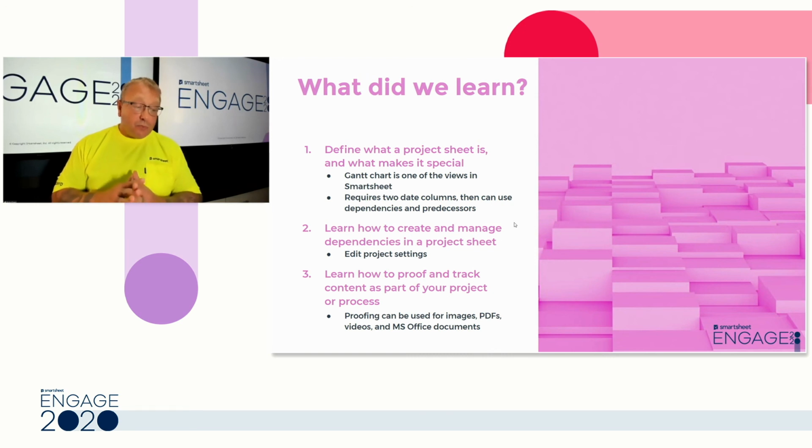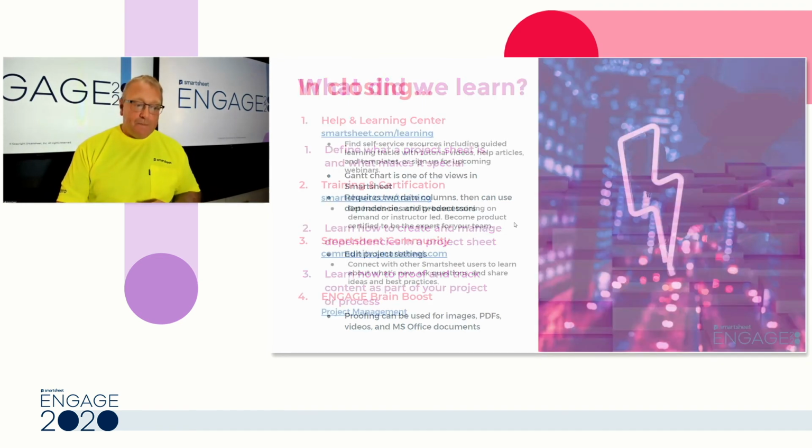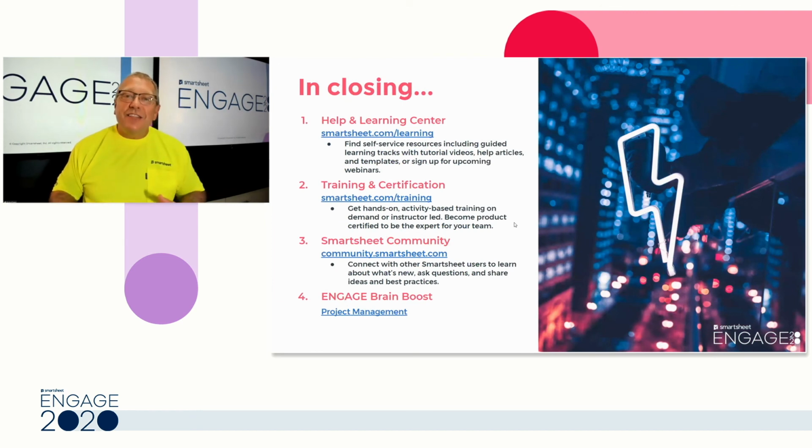And we have the proofing, we have attachments, we have the document generation, all of those ways to use the content in the project itself, to put that all together. So how do you take it to the next level? The Learning Center, training, Smartsheet community, all of these places to go and take yourself to the next level and use the Engage Brain Boost for more information, more ideas.